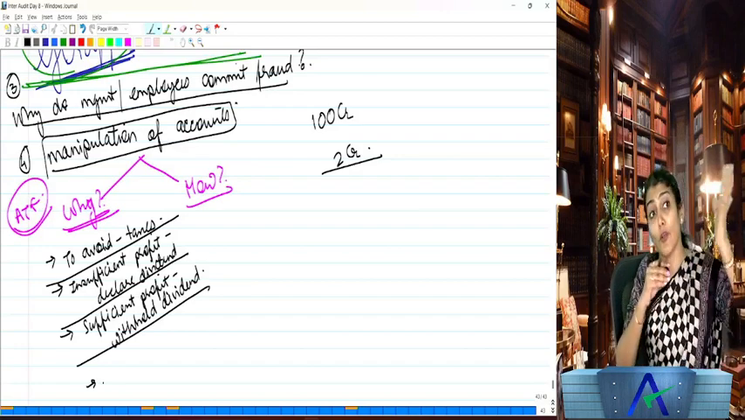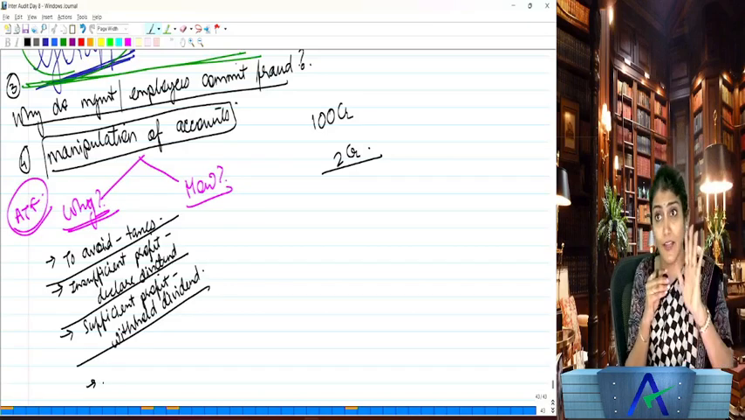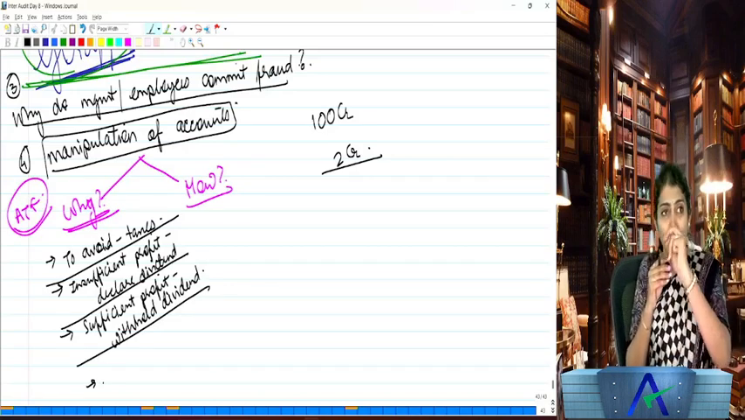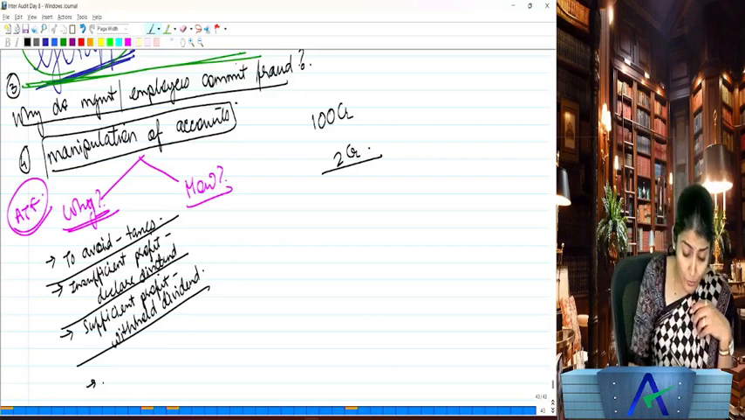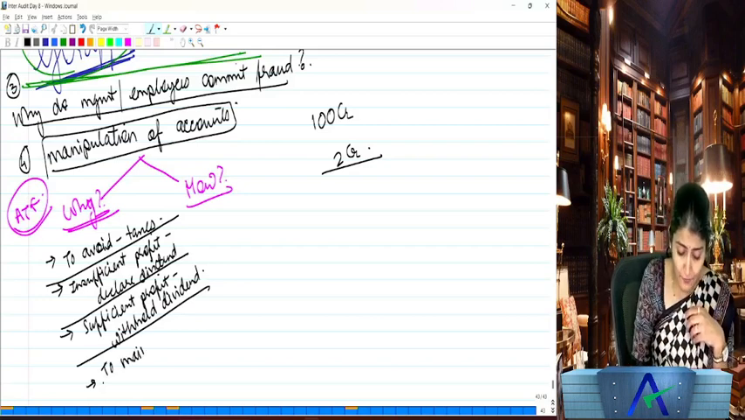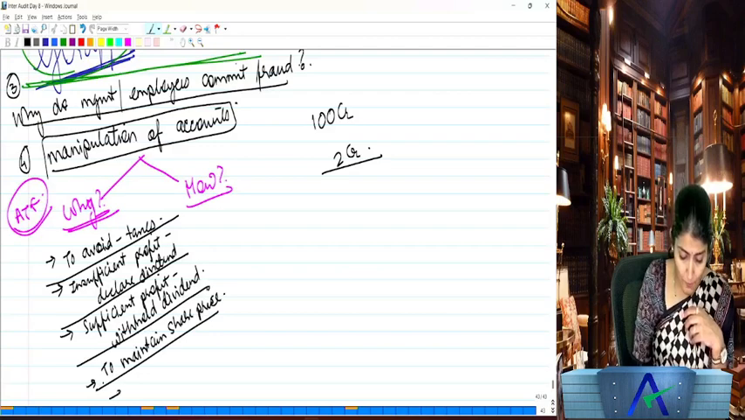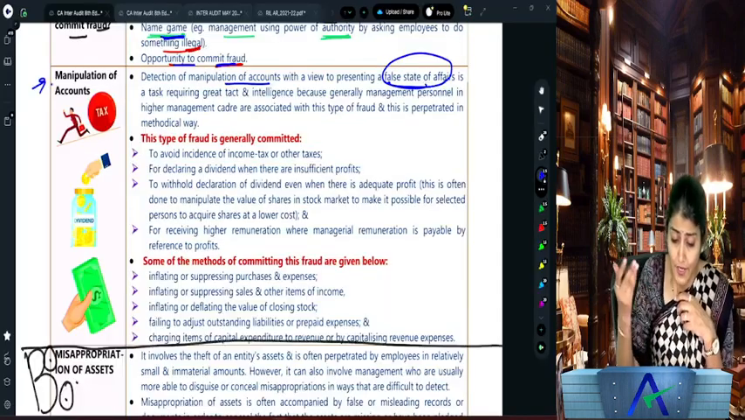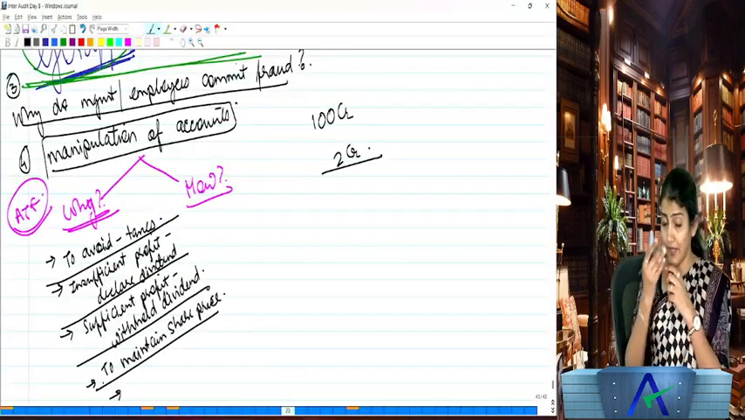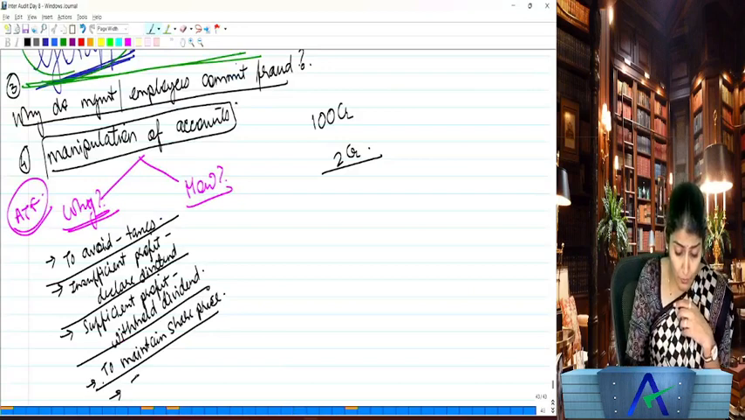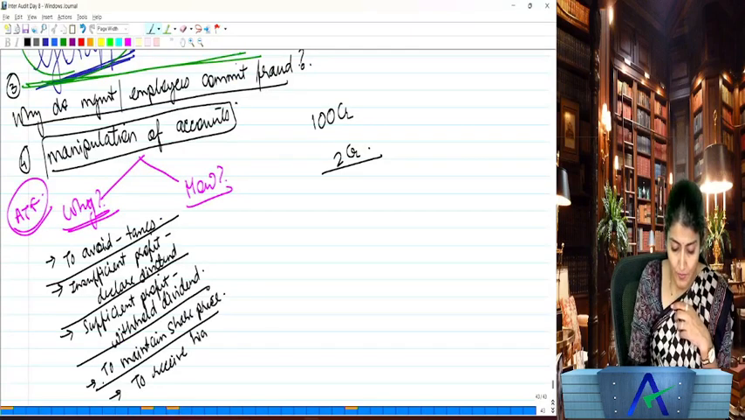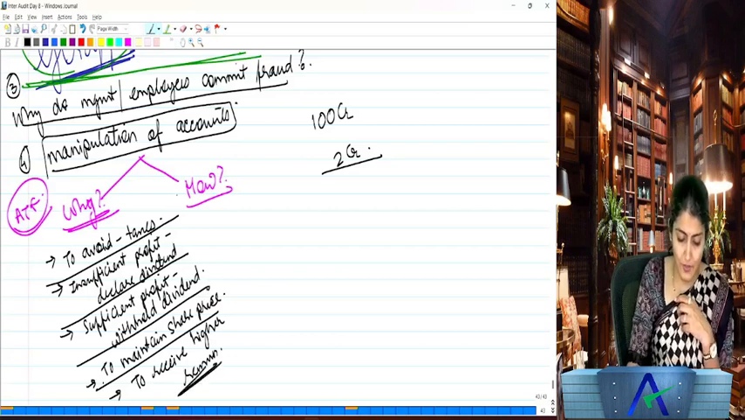And second, they have lots of profits. Can they declare dividend? Yes, but they want to withhold the declaration of the dividend. Then they want to maintain the share price of the company. They want to manipulate, right? Are you getting that? And then also, they want to receive higher managerial remuneration.